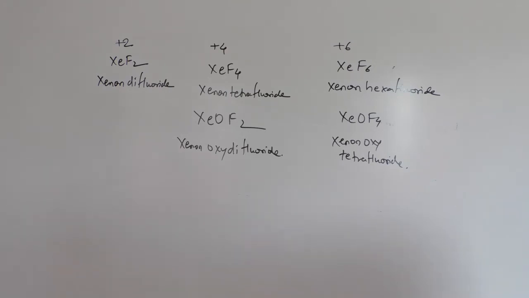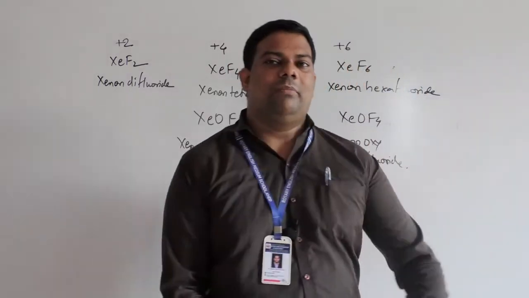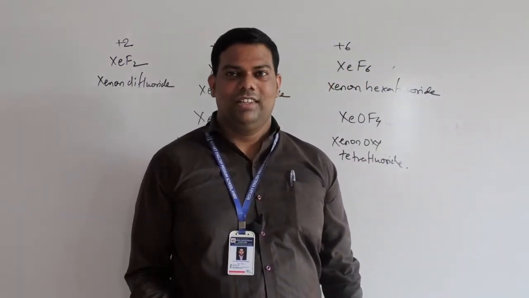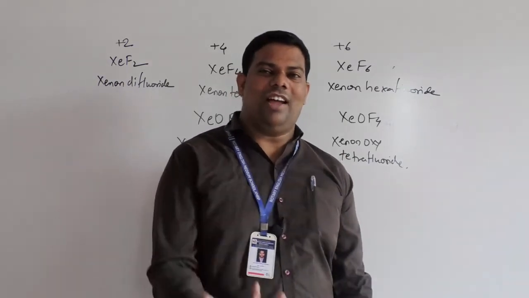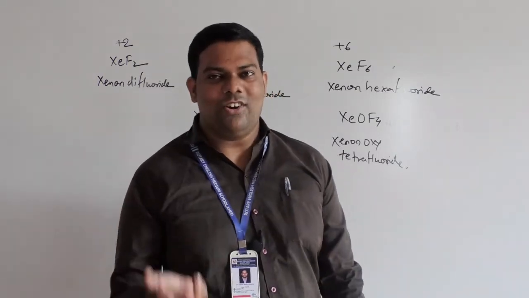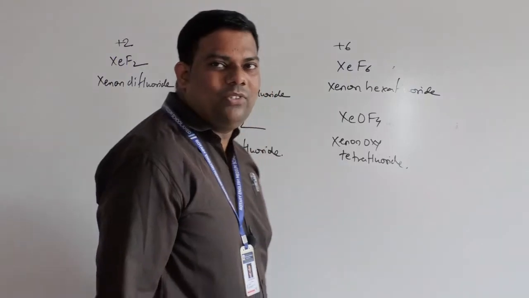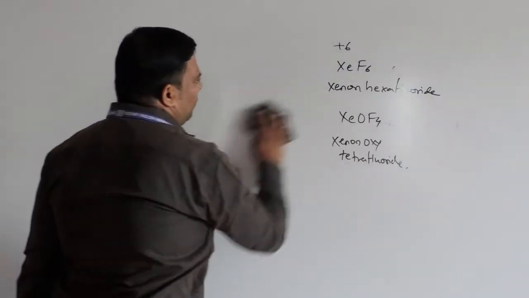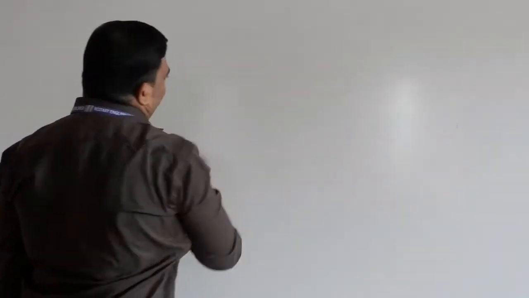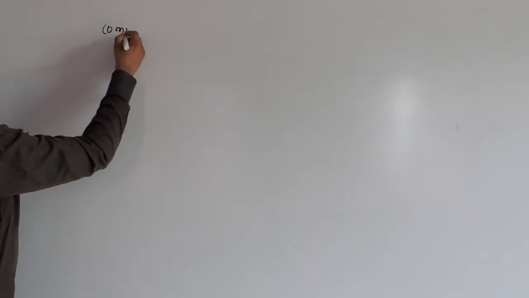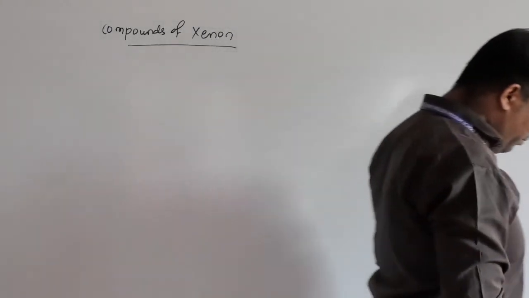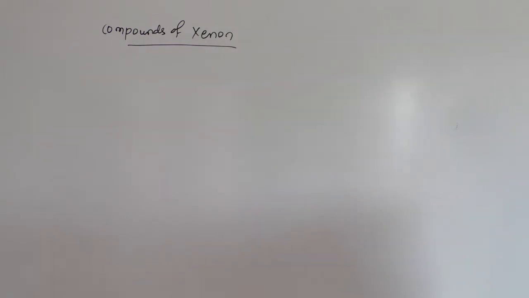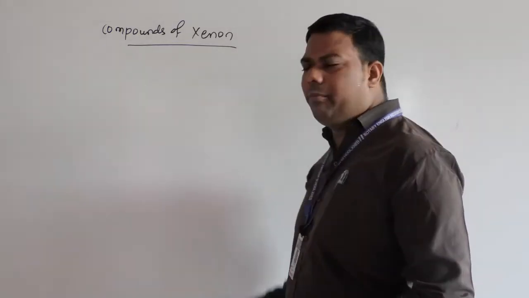Now we will discuss the next point, that is compounds of xenon. Among these, only xenon is reactive. Instead of having 8 valence electrons, for achieving high stability, they will react with other elements like oxygen and fluorine, forming xenon compounds. So concentrate on compounds of xenon. In the compounds of xenon, xenon fluorides, which compounds are generally formed?